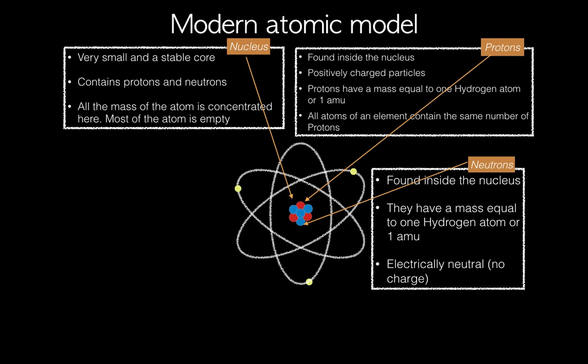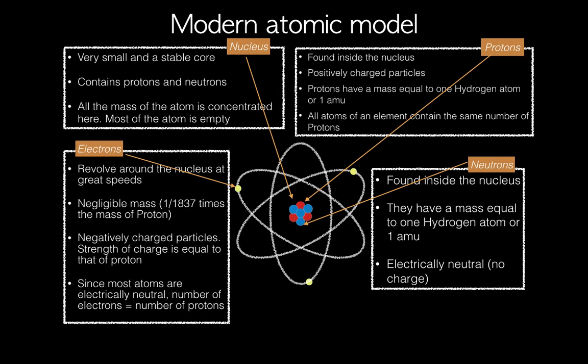The neutrons are very similar to protons. They are found inside the nucleus, that's here. They have a mass equal to 1 hydrogen atom or 1 AMU just like the protons, but they are electrically neutral, that is they don't have any charge. The electrons are very different from the protons or the neutrons. The electrons revolve around the nucleus at great speeds.